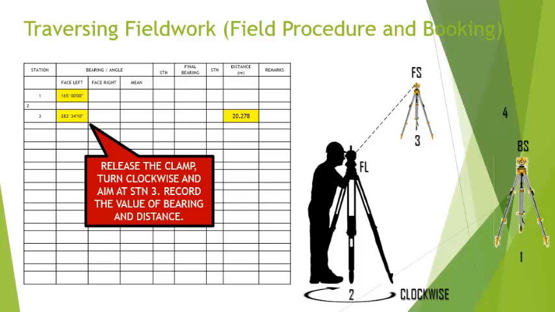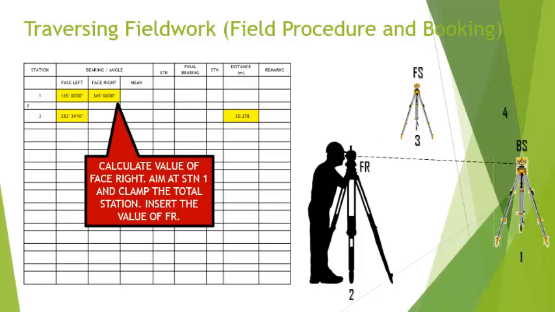Record the value of bearing stated on the total station and measure the horizontal distance, which also needs to be recorded in the booking form. Next, calculate the value of face right. If face left is less than 180 degrees, add 180 degrees to the face left to make it face right. And if the value of face left is more than 180 degrees, minus 180 degrees from the face left to make it face right.